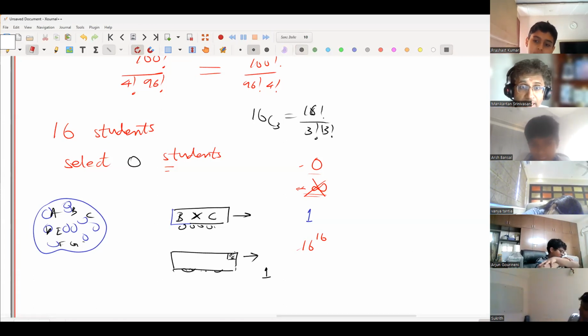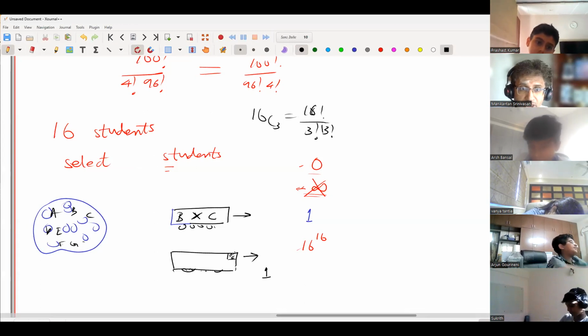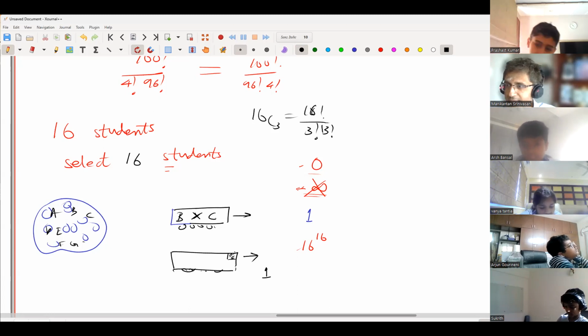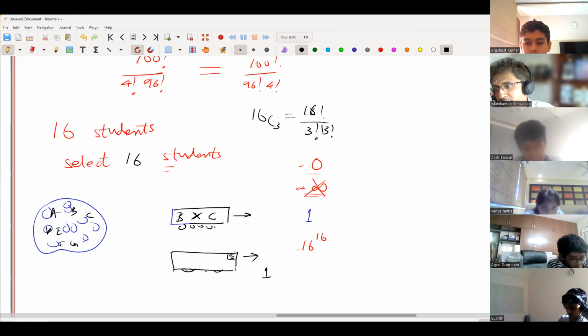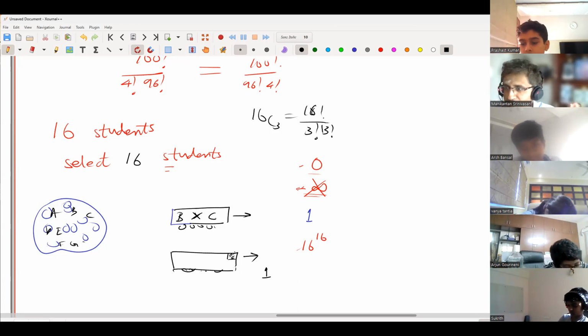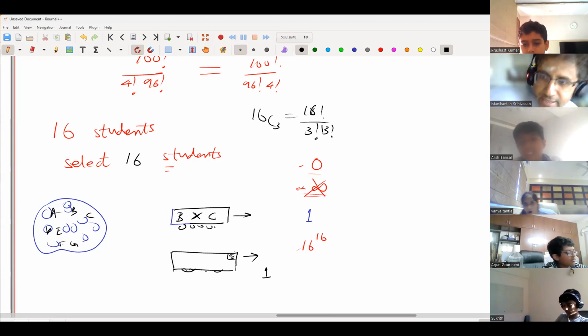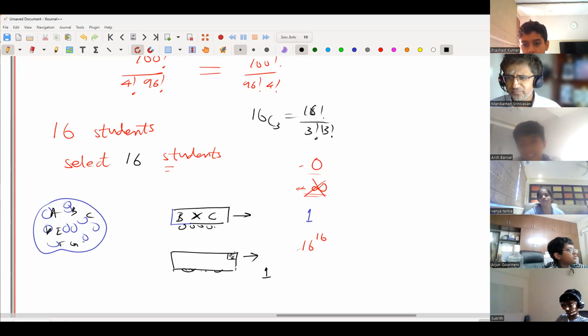On the other hand, it is very obvious if I select 16 students. How many ways can I select 16 students from 16 students? Only one way, right? That is obvious. You have to fill the entire bus with all the students. Exactly the same thing. To select 0, it's like selecting all 16 and saying none of you are there, none of you are there. Either say yes to everyone, or say no to everyone. Both are the same thing. Does it make sense, guys? Harsh, are you convinced? Yes, sir.